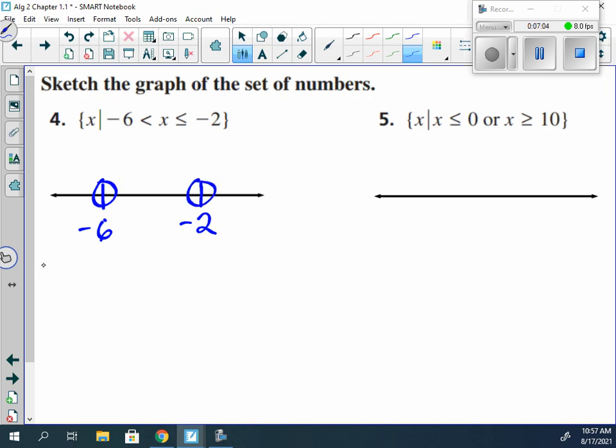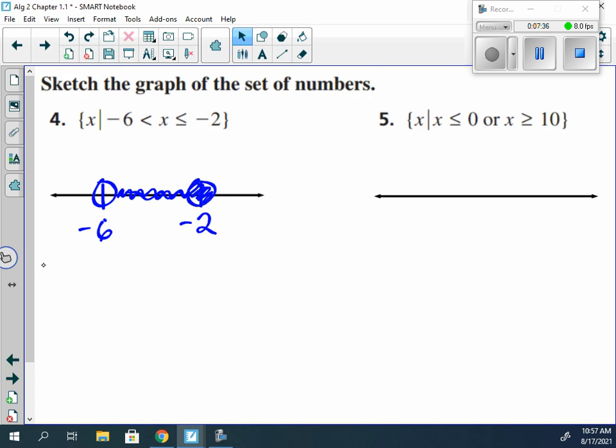And we'll have our 2 circles. So our -2 is closed because it is equal to. And since x is in the middle, we shade in the middle. And that is it.